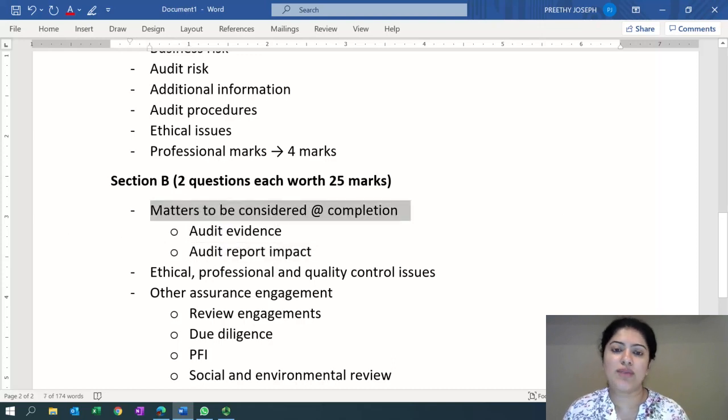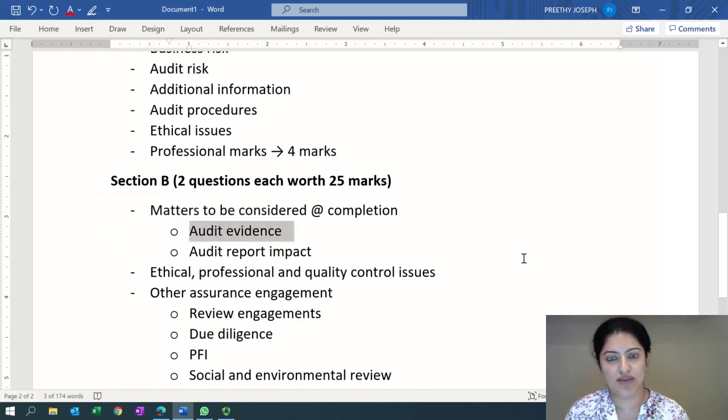When we look at audit matters to be considered at the completion stage, the structure of your answer will be exactly the same as your audit risk style of answering, where you give your materiality, talk about the standard, talk about the risk. Along with that, you will have to talk about evidences, and maybe even the audit report. Read the requirement of the question for you to be able to understand what is expected of you as a student.